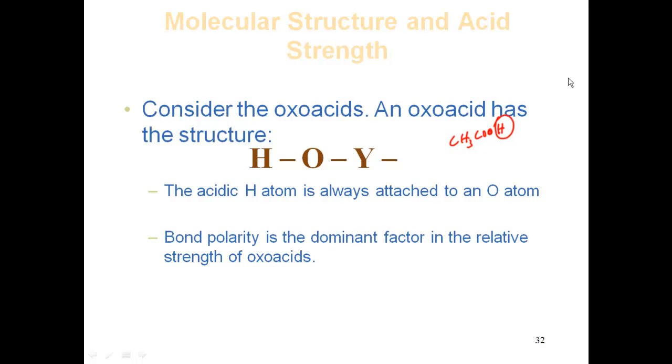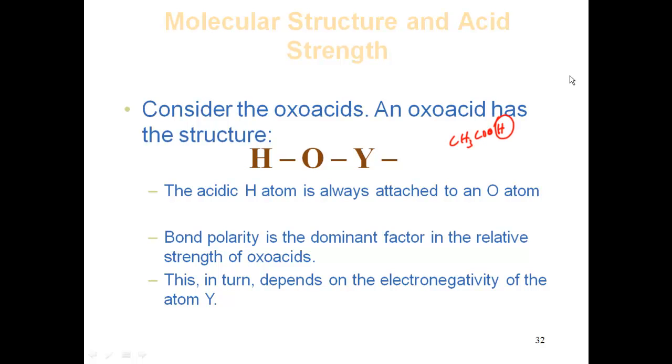Bond polarity, once again, is the dominant factor in the relative strengths of oxyacids. When in doubt, think about polarity. As I said, the majority of the time, polarity is going to make the difference. This in turn depends on the electronegativity of that Y atom. So we're looking at the electronegativity of this Y atom to decide acid strength.